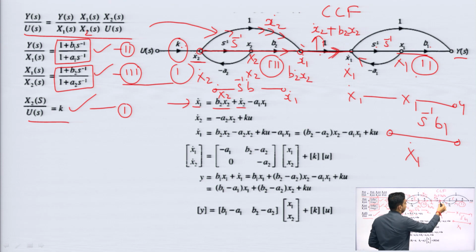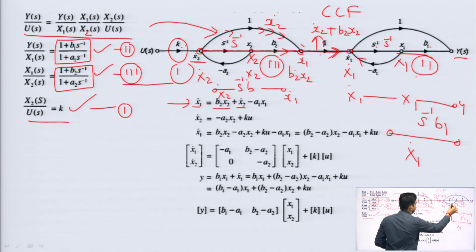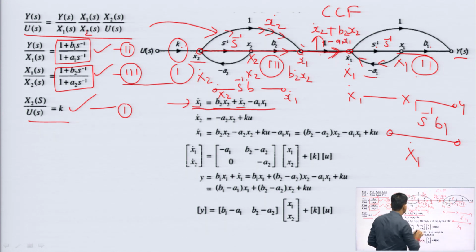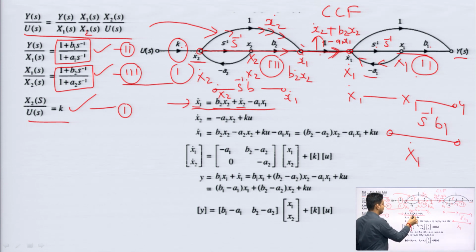Now, this node is receiving one signal via this path, what is the gain? Minus of A1 x1. So, I can write here minus of A1 x1. So, the total expression of x1 dot is given like this: x1 dot equal to B2 x2 plus x2 dot minus A1 x1, right.